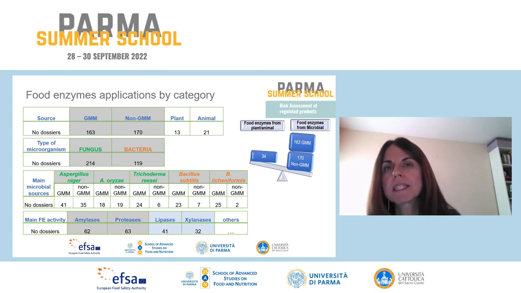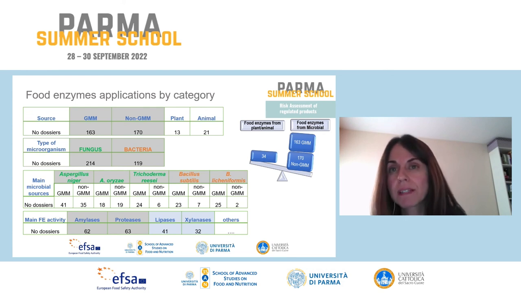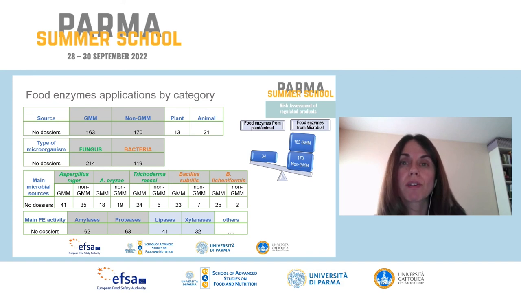As we have seen, commercial enzymes are basically obtained from three primary sources: animals, plants, and microorganisms. But out of these three sources, microorganisms are preferentially used as the source of industrial enzymes. And this is reflected in the number of applications that EFSA receives. As we can see in this table, there is a huge difference between the number of dossiers seeking authorization of microbial enzymes and those corresponding to plant and animal enzymes. In particular, more than 300 microbial enzyme dossiers against 13 plant enzyme dossiers and 21 animal enzyme dossiers. Of those dossiers on microbial enzymes, almost half correspond to enzymes obtained from genetically modified strains.